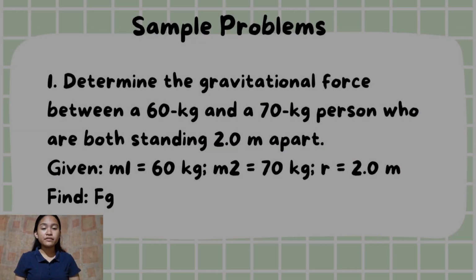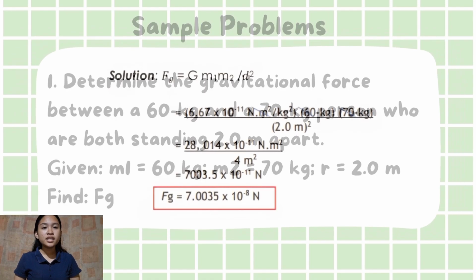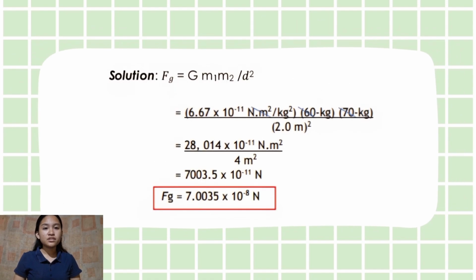First is determine the gravitational force between a 60 kg and a 70 kg person who are both standing 2.0 meters apart. So the first given is m sub 1 equals 60 kg, m sub 2 is 70 kg, and the distance r is 2.0 meters. So we will find the gravitational force, or F sub g. So the solution of finding F sub g is F sub g equals G times m sub 1 times m sub 2 over d squared.